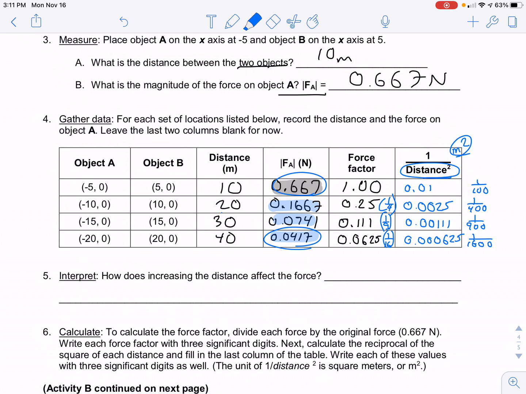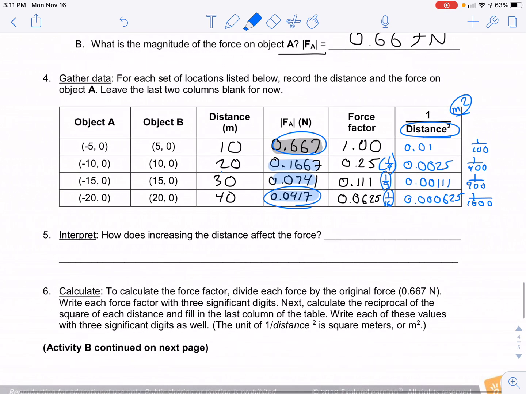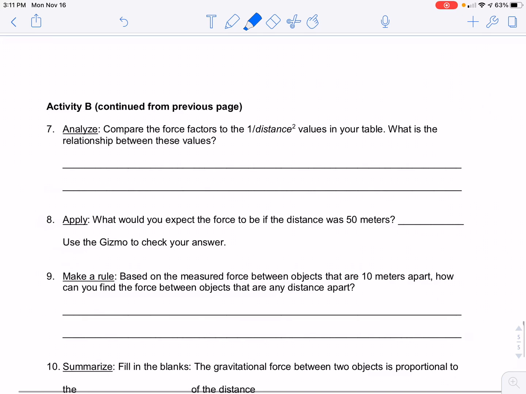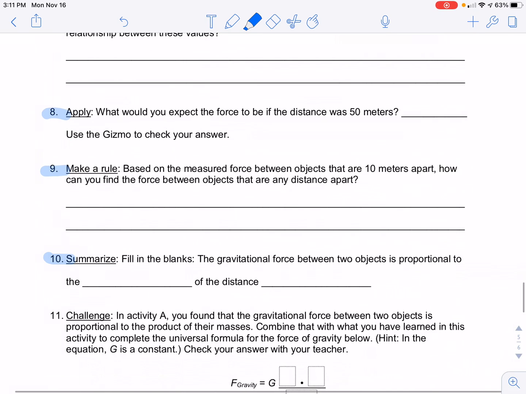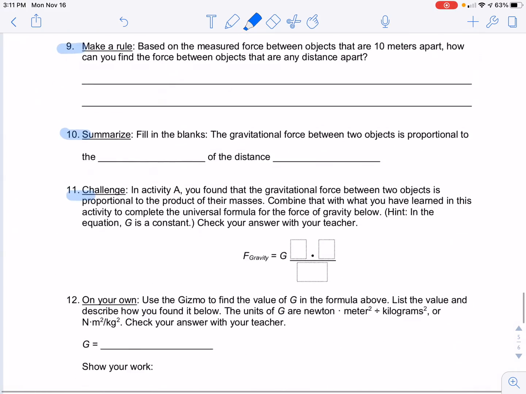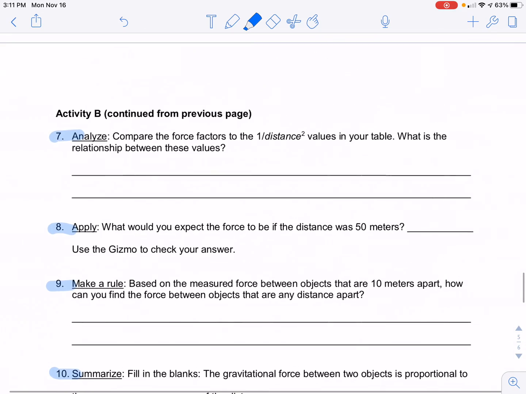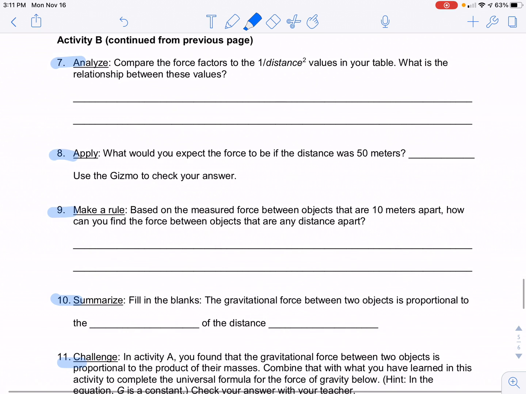Okay, so here's what I want you to try. Okay, part 6, well, we kind of did that already. So here's what I want you all to try. I want you to attempt 7, 8, 9, 10, and 11, to the best of your ability, and we will talk about this next class.